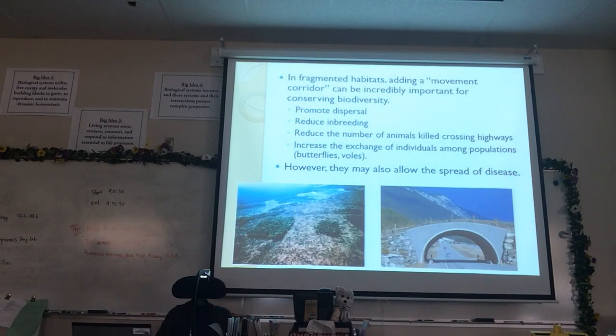In fragmented habitat, sometimes we add movement corridors, okay? And so these can be really useful for conserving biodiversity. For example, this is a fragmented habitat where we have trees here and here and here, but getting across this is like a desert, right? They can't get over there. And so we can add movement corridors to help organisms get across an edge, in this case.